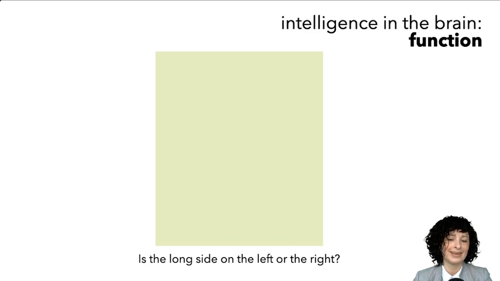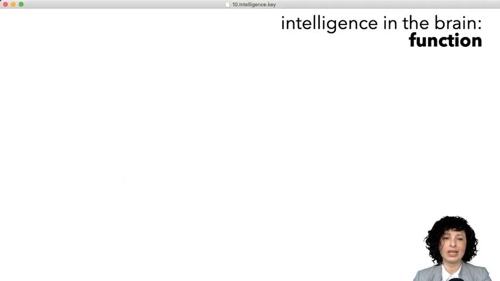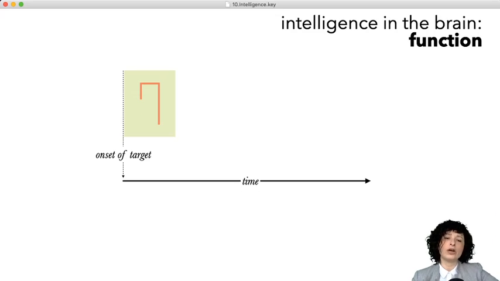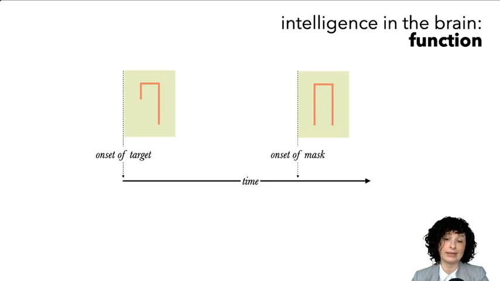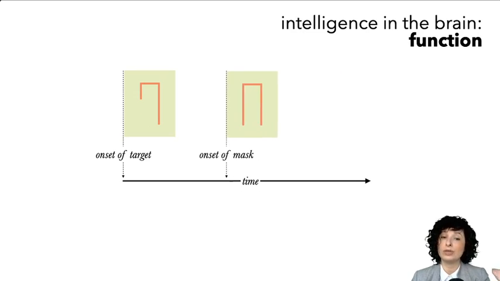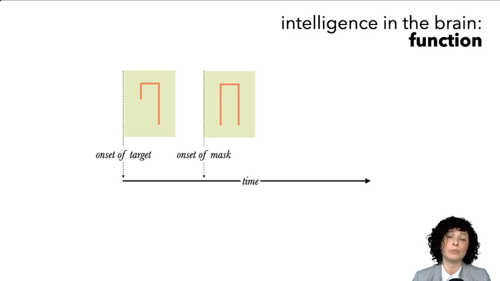Left or right? In this task, the onset of the target is the object that actually has the longer side. Then you add a mask over top of it, and the mask stops perceptual processing, or stops neural processing of perceptual information. So by varying the time interval between the onset of the target and the onset of the mask, you can get an idea of how fast somebody's perceptual processing is.